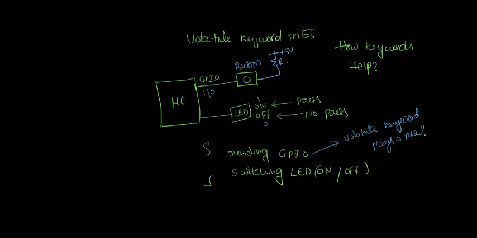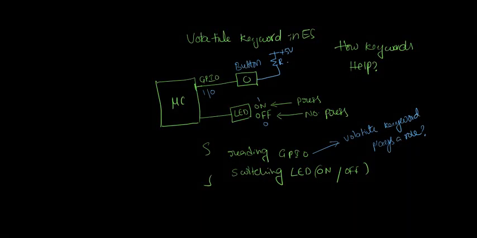Hi friends, today I would like to explain about the volatile keyword in embedded systems. So this is my setup. Let's say I have a microcontroller, I'm reading a button on and off from the GPIO and powering on the LED. When I press it, it will be read as a 1 and the LED is on. If you don't press it, it will be read as a 0 and the LED is off.